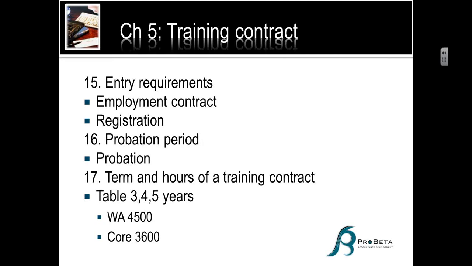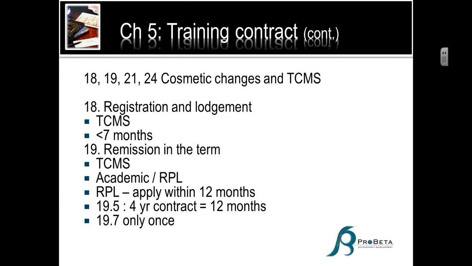The terms and hours of the training contract are set out nicely in a table, 3, 4, 5 years, but the 3 years hasn't changed as the others also haven't changed. But for example, the 3 years is the work attendance 4,500 and the core 3,600 hours. 18, 19, 21 and 24 have cosmetic changes, and they've just basically brought in TCMS. The registration and lodgement, they've just brought in the requirements for TCMS, and that your contract must be registered within 7 months of the beginning of the training contract.